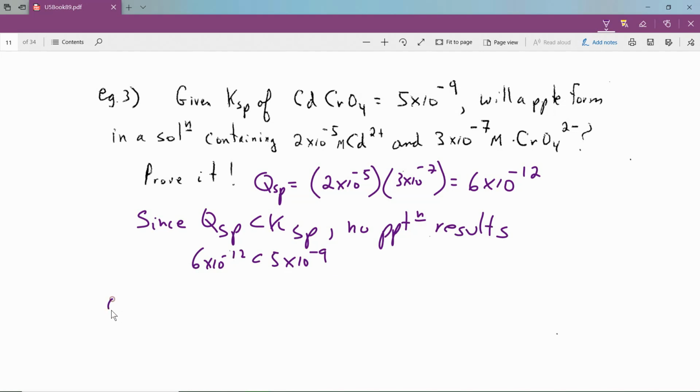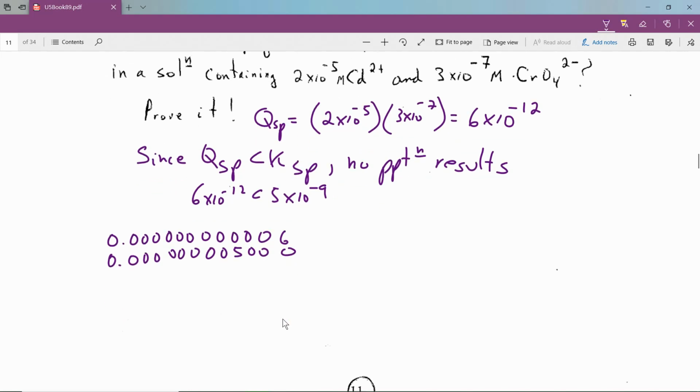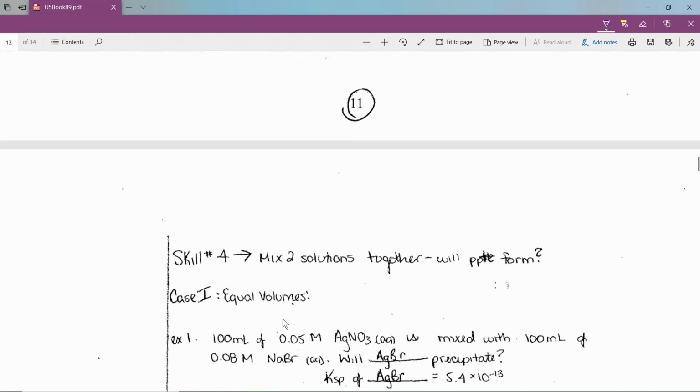6 by 10 to minus 12 is this: 0.1, 2, 3, 4, 5, 6, 7, 8, 9, 10, 11, 12. 5 by 10 to minus 9 is 0.1, 2, 3, 4, 5, 6, 7, 8, 9, and then I can pad it with zeros, right? So 6 by 10 to minus 12 is less than 5 by 10 to minus 9. Okay, so that was page 11.